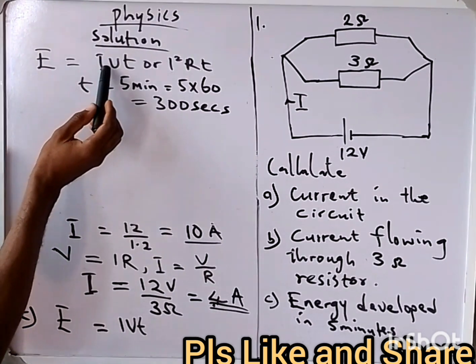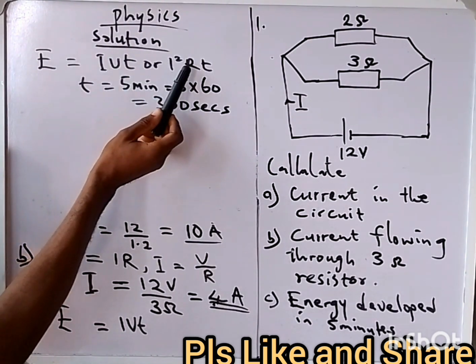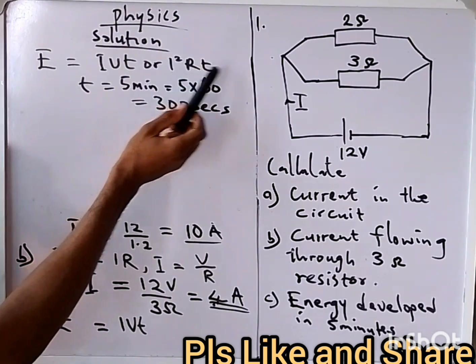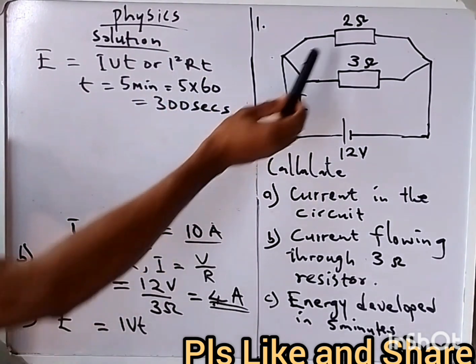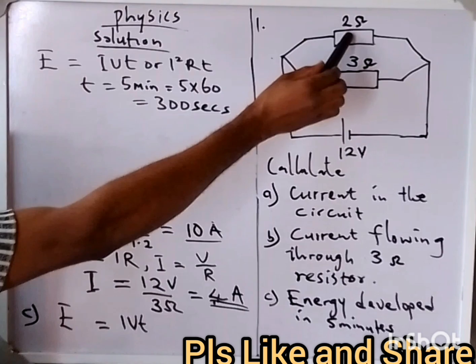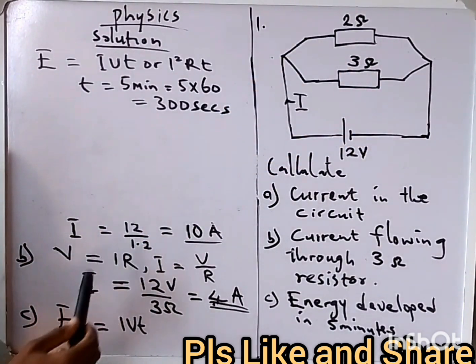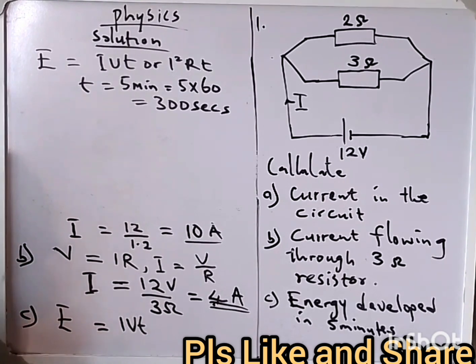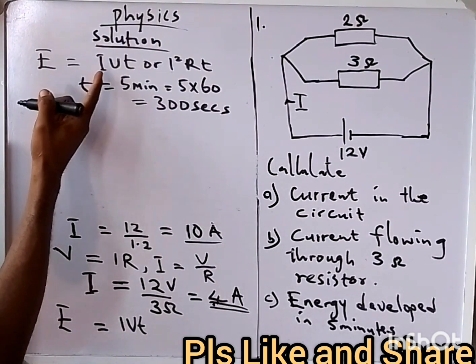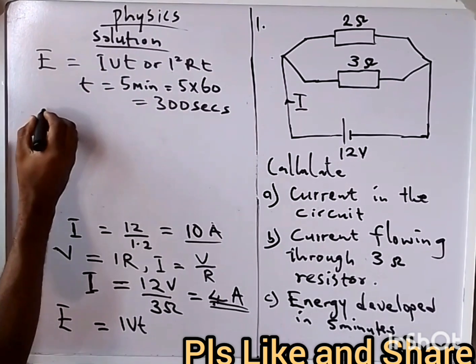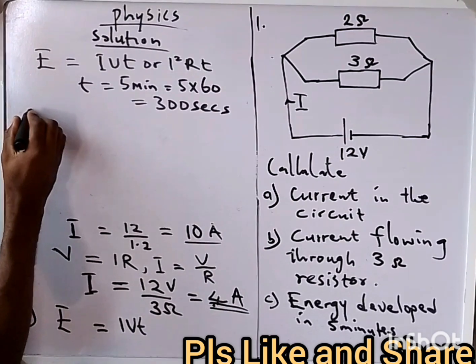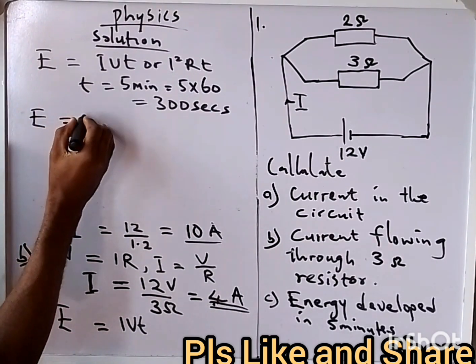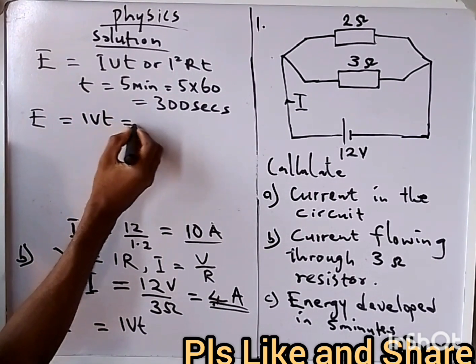So we can use any of the two. And we've already calculated our capital R, which is the resultant or effective resistance of these resistors, which we got to be 1.2. So any of the two can solve the problem, but let me simply use the first one. So electric energy is equal to IVT.